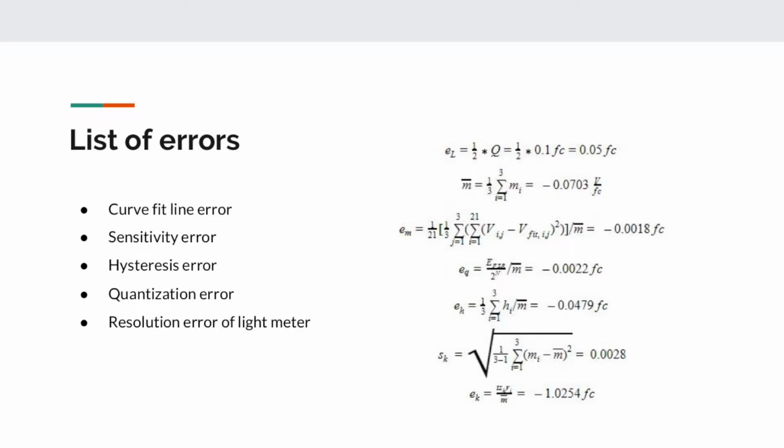From the experimental procedure, the following is a list of errors during the experiment. First is the curving line error, which is calculated based on the average square difference between the experimental data and the best fit line. Sensitivity error was due to the difference between the three trials. Hysteresis error was due to the difference between increasing voltage data and decreasing voltage data. Quantization error and the light meter error were due to the resolution of the DAQ system and light emitter.